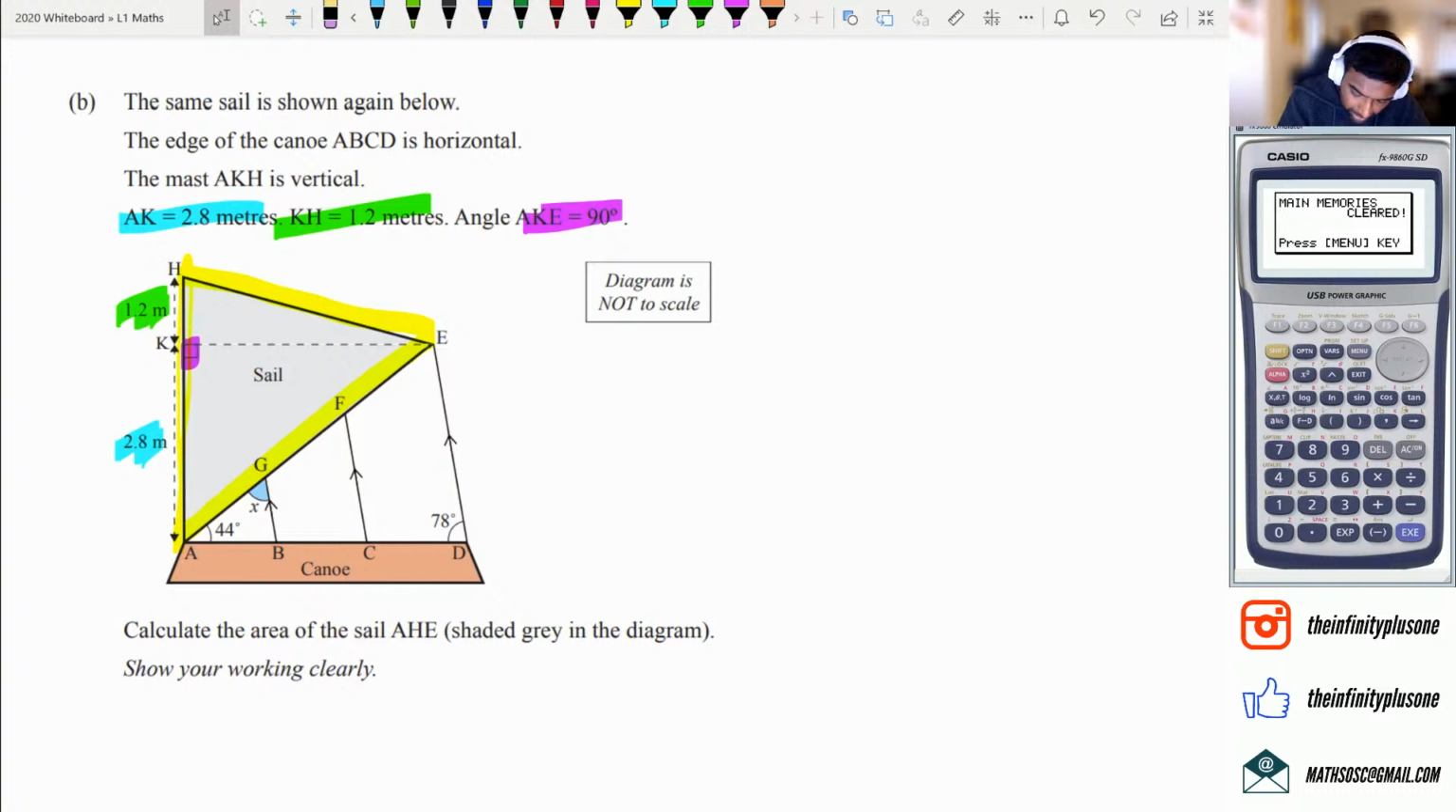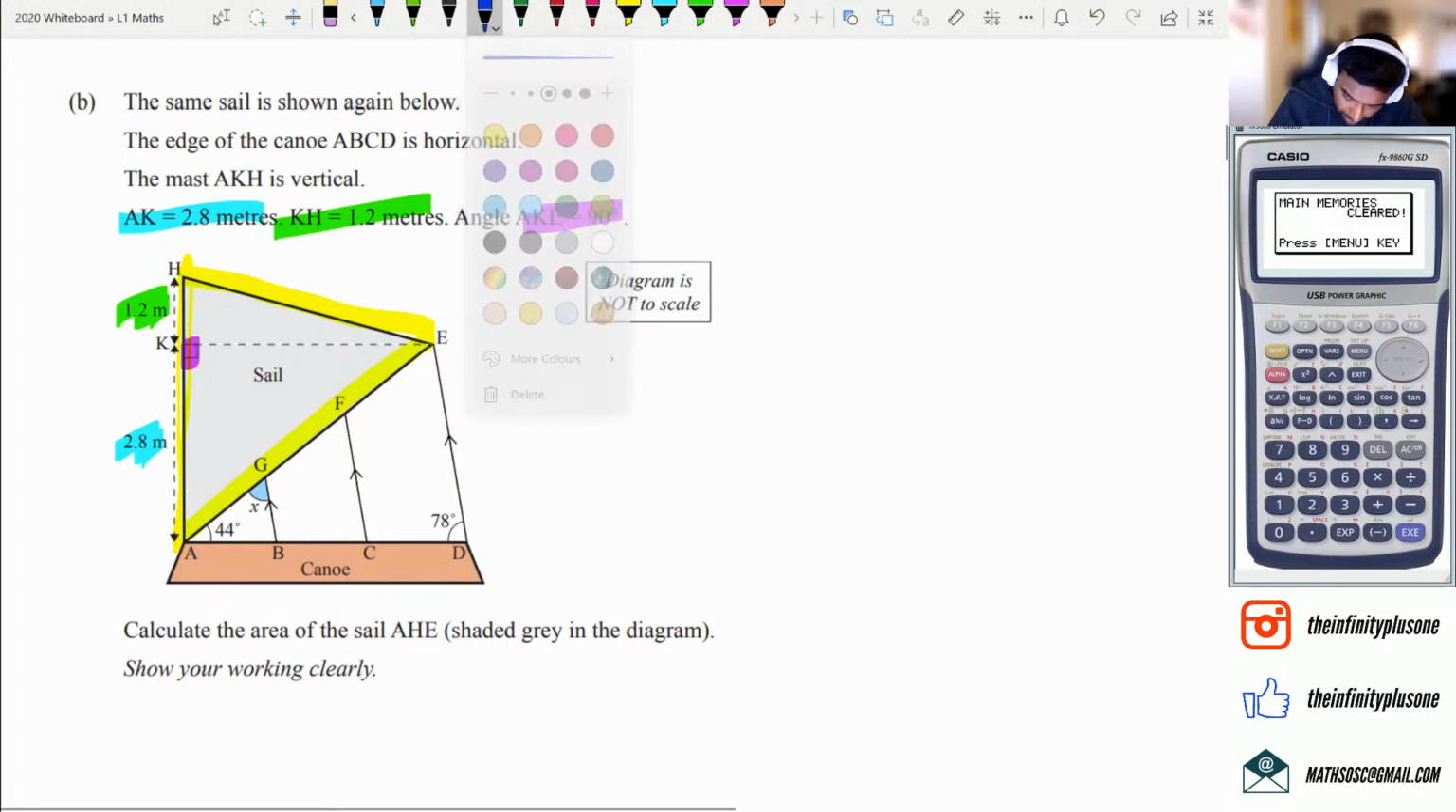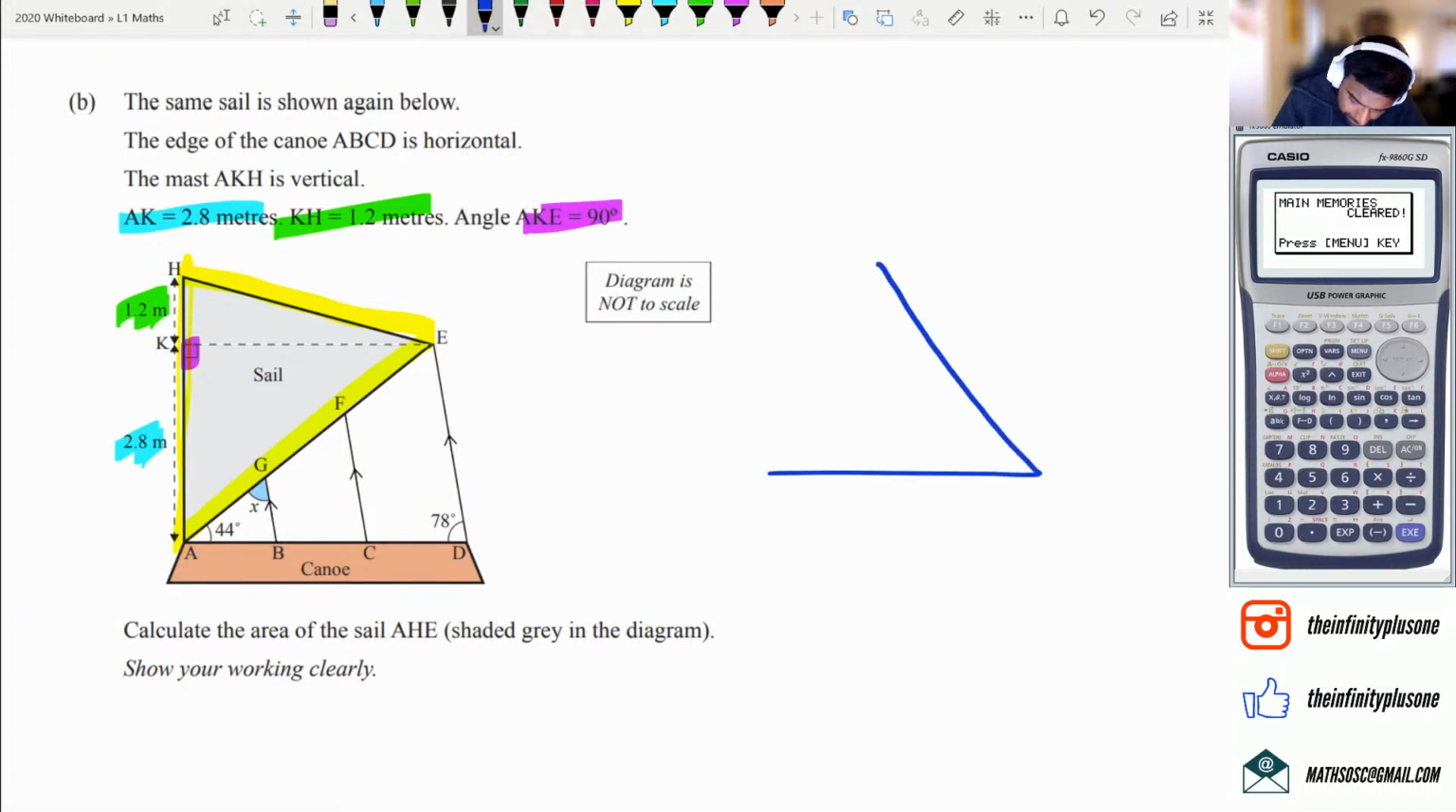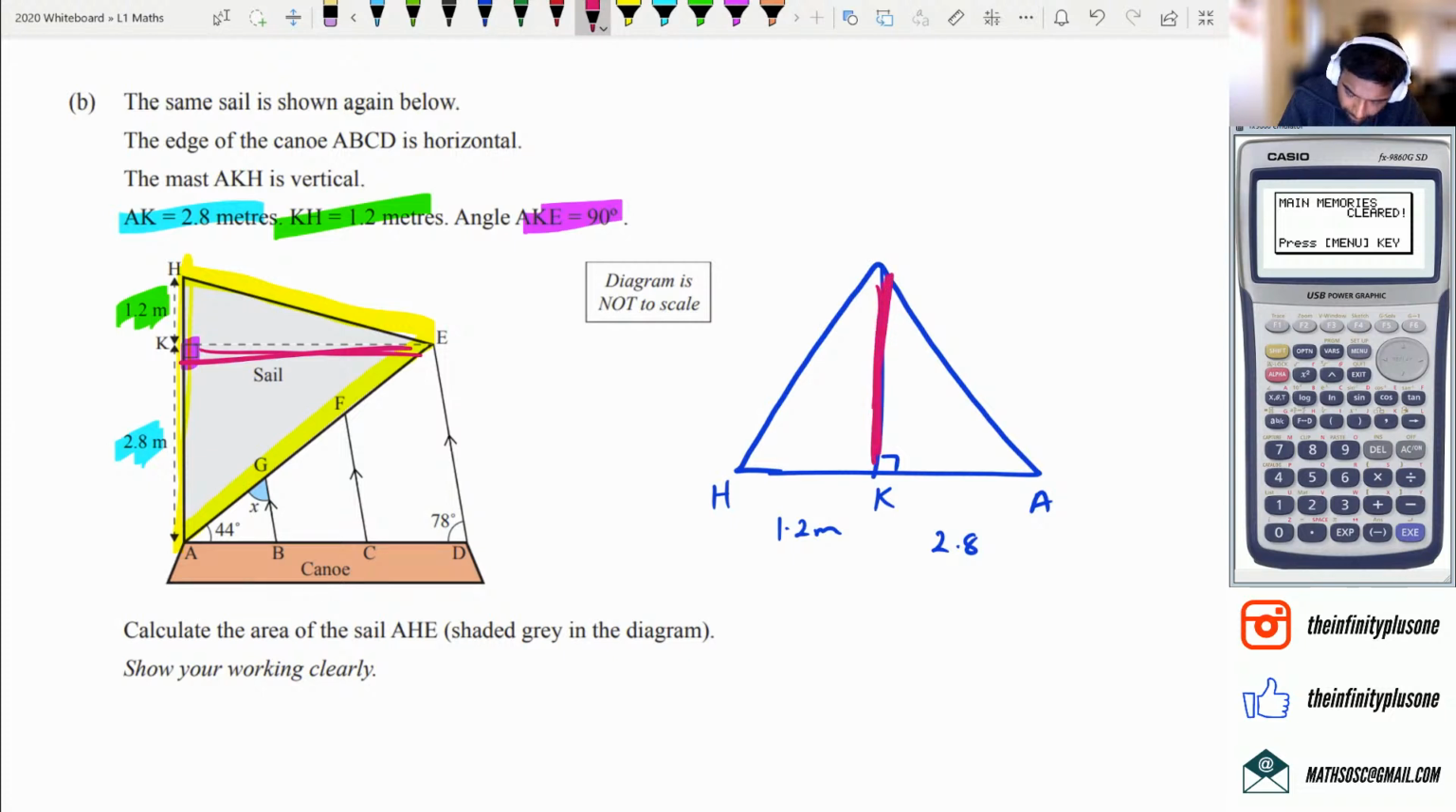You're on the right track there, Roland. What we're going to do is flip that triangle a bit. So we're going to flip it like this, where this is HKA. We know that this was 2.8 meters and this is 1.2 meters. We need to figure out the height, which is the sail. So this is the height right there. That's what we're trying to figure out.